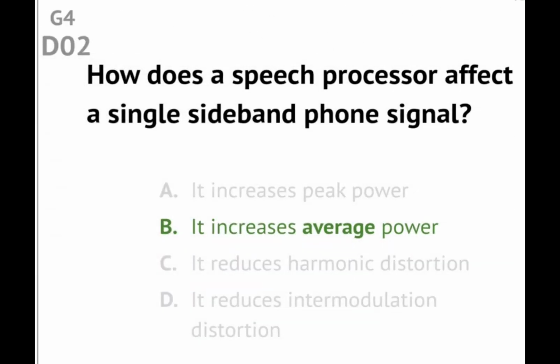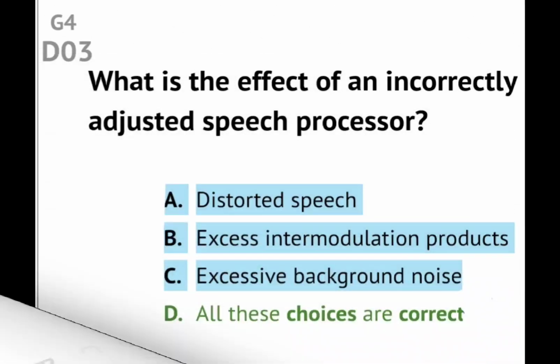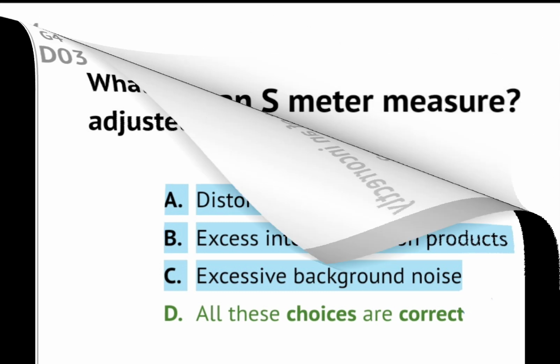Question G4D02. How does a speech processor affect a single sideband signal? Answer: it increases average power. Question G4D03. What is the effect of an incorrectly adjusted speech processor? Answer: all these choices are correct, which are distorted speech, excess intermodulation products, excessive background noise.